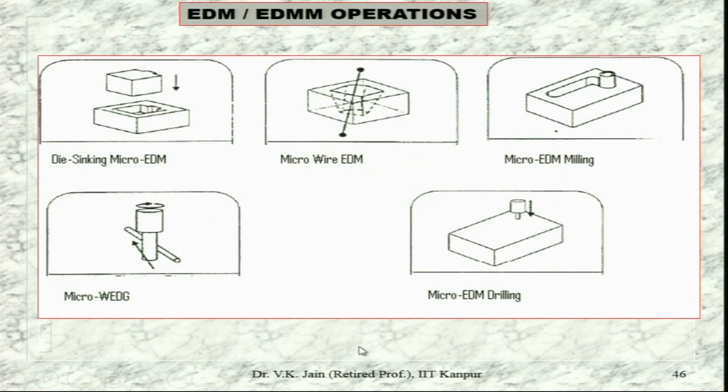EDM, EDMM operations, some of them I have already told you. Sinking operation, wire EDM process, micro EDM milling, as you can see here milling is taking place, and micro wire EDM, this is the wire, micro ED drilling is here. So different kinds of operations can be performed at macro level as well as micro level using the EDM process.